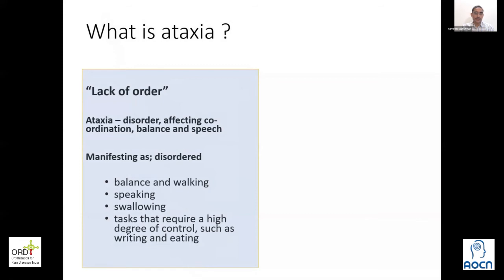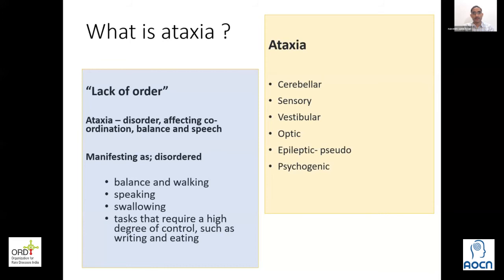So what is ataxia? Ataxia literally means lack of order, and we are all familiar with seeing children with ataxia. They have difficulty walking, balancing, speaking, swallowing, and particularly it is evident in tasks which require high degree of control, particularly writing and eating. So broadly, ataxia we discuss is generally cerebellar, but we also get patients with sensory ataxia, sometimes ataxia due to vestibular dysfunction, very rarely due to optic dysfunction, that is primarily in adults, parietal lobe dysfunction. Occasionally, we get epileptic pseudoataxia and psychogenic ataxias.